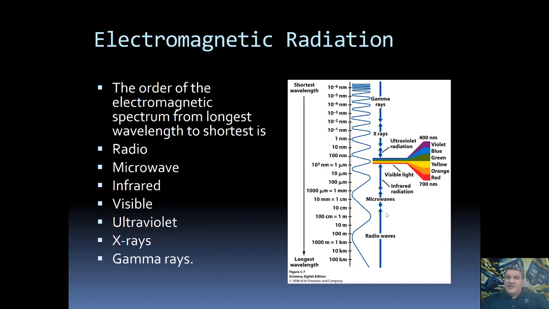Now, as people continue to study light, it was shown that there are other types of light than just what we are able to see. There's an entire spectrum, an electromagnetic spectrum of light. Here is the entire electromagnetic spectrum, and we're going to be looking from longest wavelength to shortest wavelength. So, starting at the very longest wavelength, we have radio. Radio is actually a type of light.